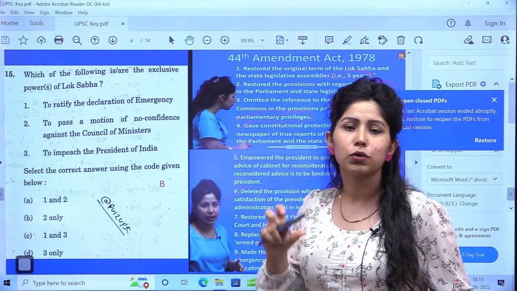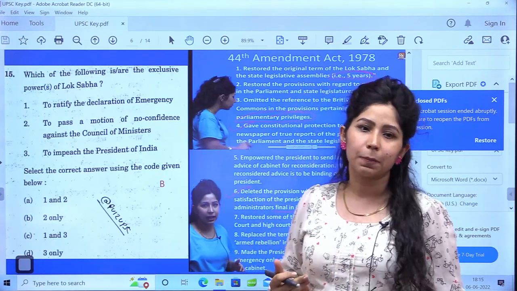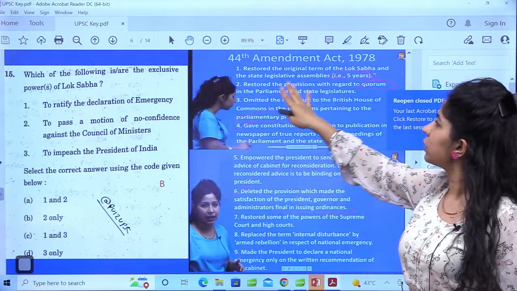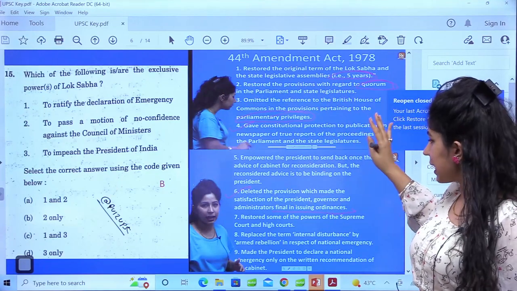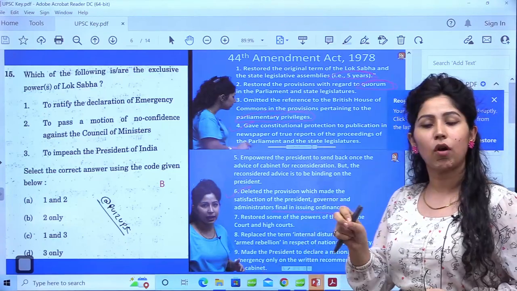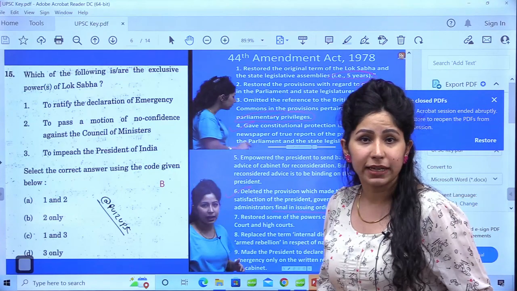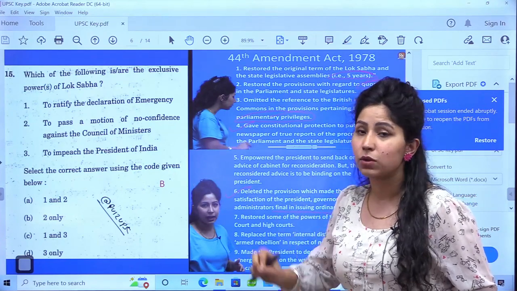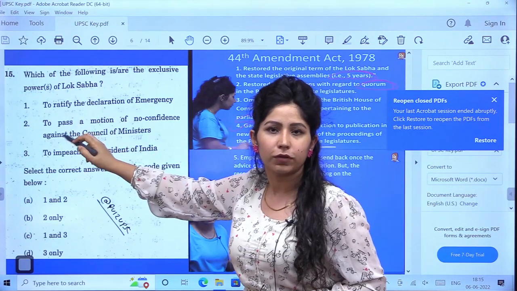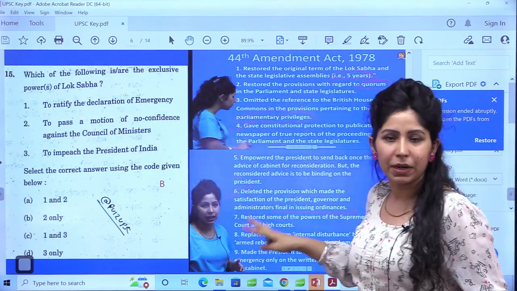If you know these amendments, if you know these essential topics, if you have taken our classes, then you can easily, swiftly crack prelims. So it talks about the exclusive powers of Lok Sabha, and in the 44th Amendment of 1978, we discussed that the President can declare a national emergency only on the written recommendation of the cabinet. So whenever an emergency has to be declared, written recommendation of the cabinet is required. So the power of Lok Sabha to ratify the declaration of emergency will not be exclusive to Lok Sabha, because the cabinet is also involved there.